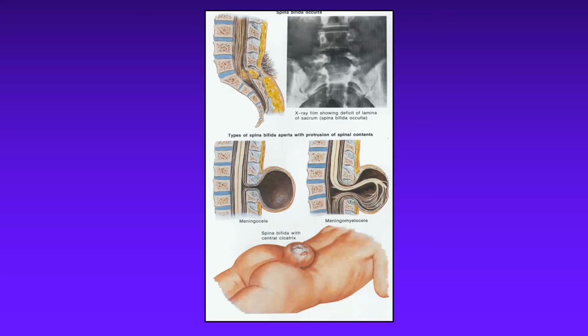So good old Netter has some nice pictures of this. Here is spina bifida occulta. You can see this lack of full development of the vertebral arch, I should say. The vertebral body is okay. And you can see here, you don't see a good strong x-ray showing the vertebral arch there.